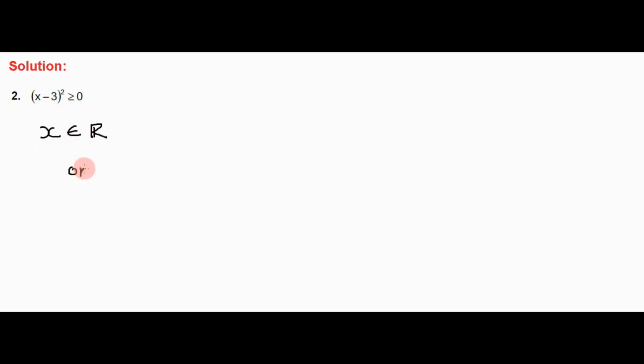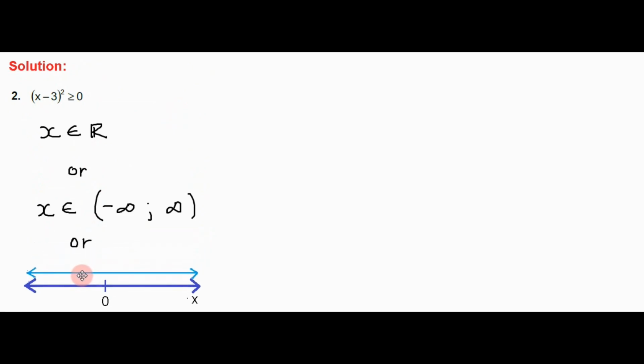We can also write this, of course, in interval notation as follows. x is an element of this open interval going from negative infinity to positive infinity. We can also illustrate this on a number line. The light blue line represents the solution to this inequality, and there are no gaps in this line. In other words, it represents all real numbers.